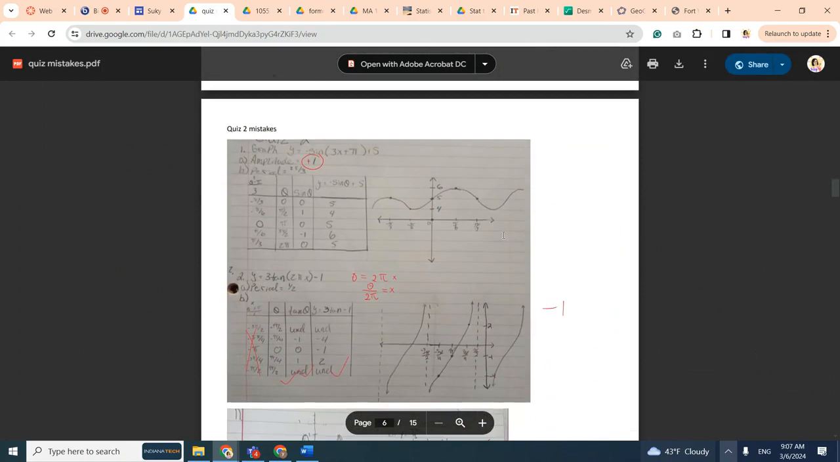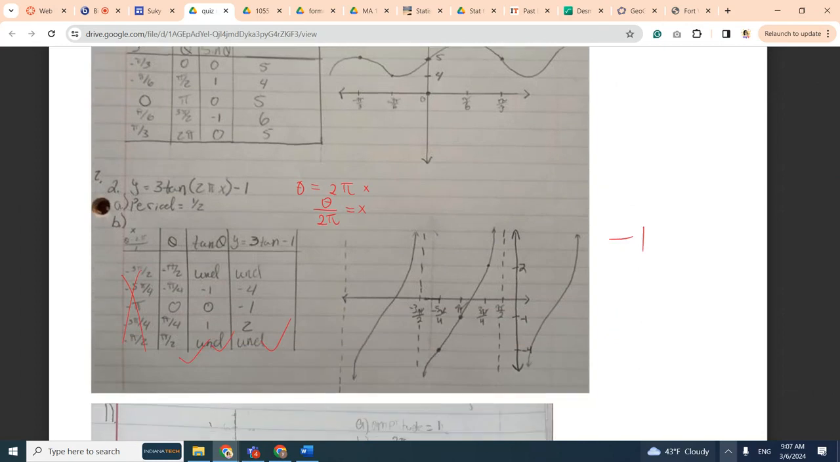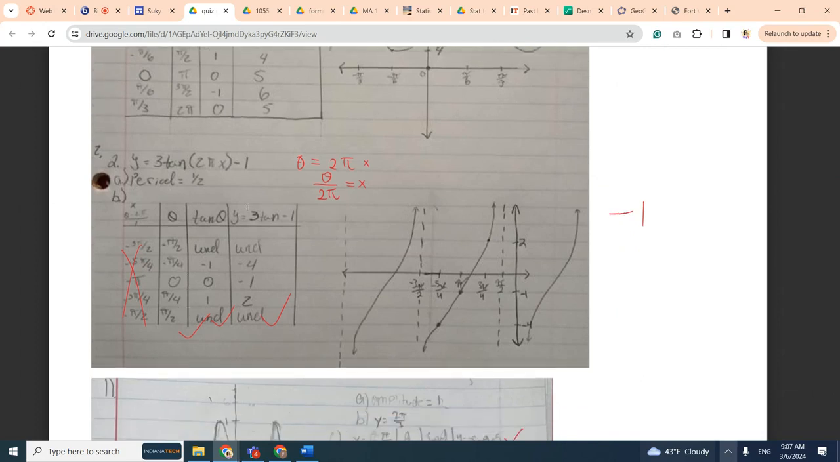Okay, so let's look at the mistakes. So learn from the mistakes and do well on the actual exam. So the first problem, amplitude, positive. The absolute value of negative 1. So it's 1. Second problem, not subtract, divide, because this is multiplication, so we divide by 2 pi. Okay, so each problem is 5 points. So one column is like 1 point.